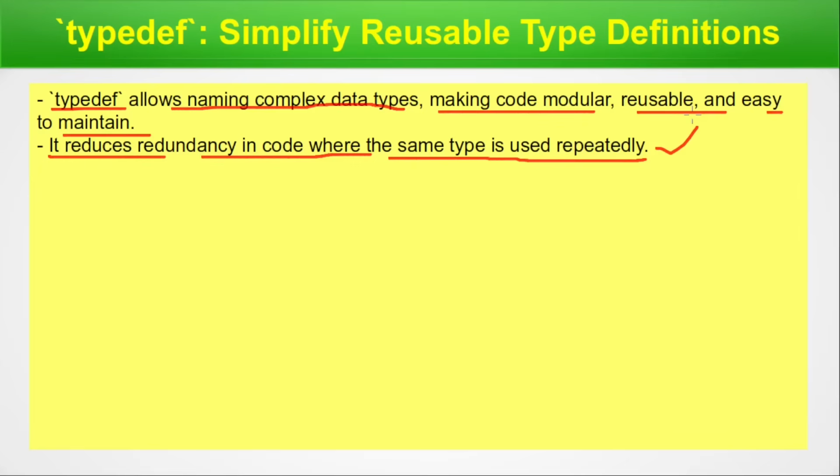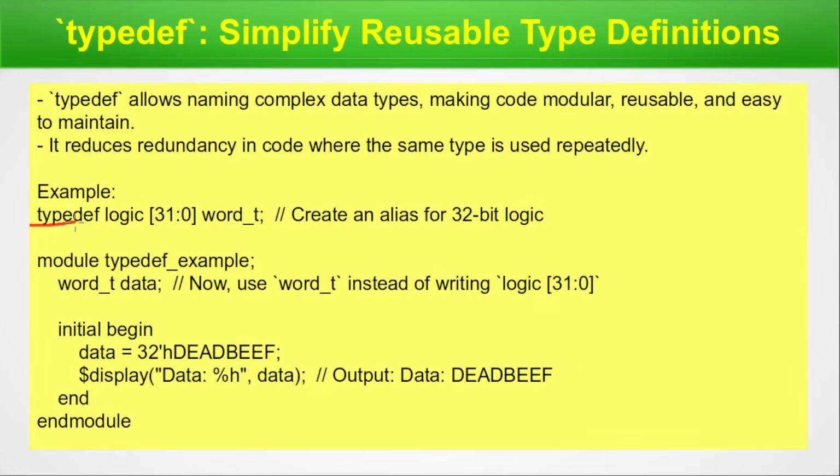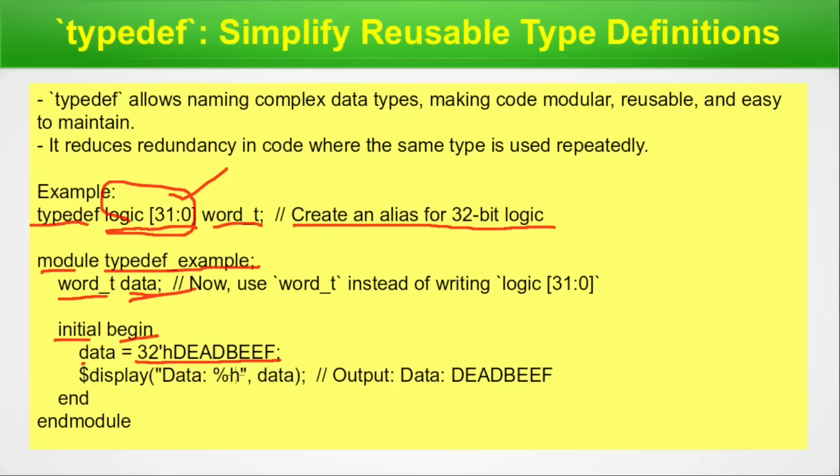Now let us see the example. Here we type typedef, that is the keyword. We write logic [31:0], which is a bus, and we name it word_t. This creates an alias for the 32-bit logic. Now in module typedef_example, we have word_t data, so we instantiate this type in this variable. In the initial block, we use data, give it a hex value, and print it using the $display command, that is data %h, then data. So it outputs the data, and here we end the module.